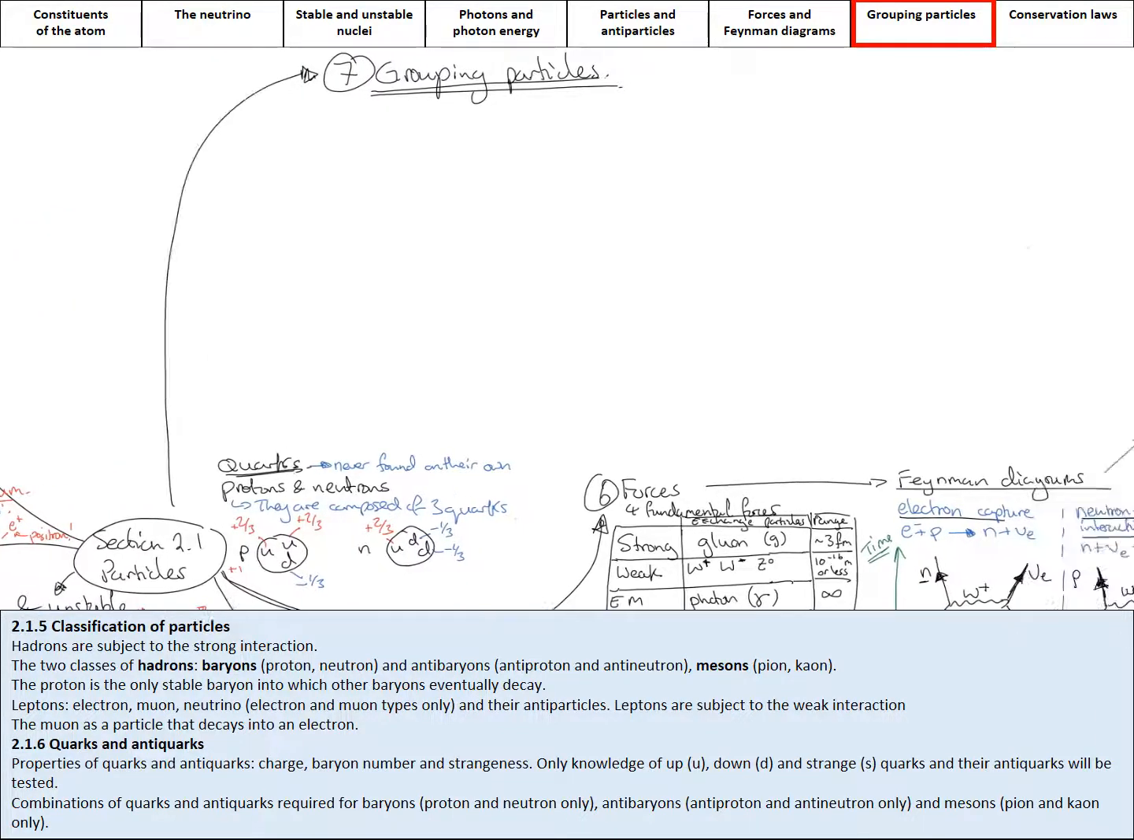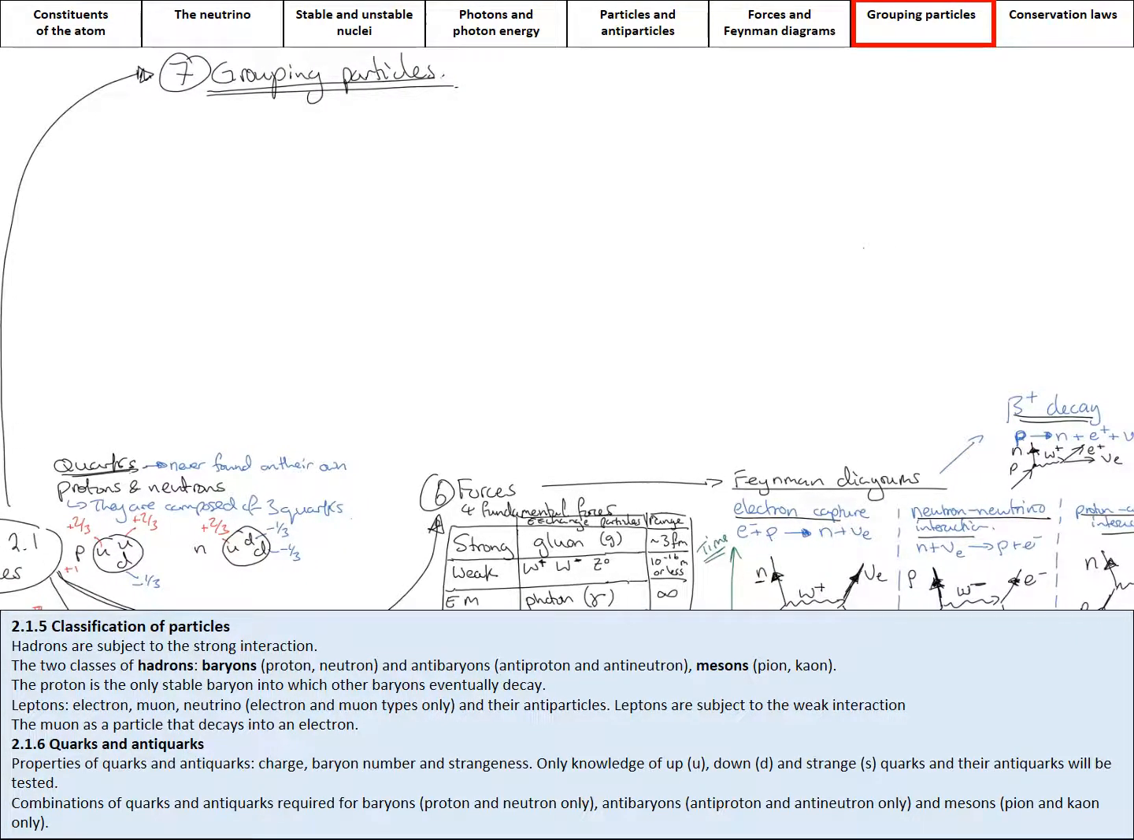So using that rule, we can go away and try and create, if you're doing this on paper, you should use a ruler for this bit. We can go away and see how many particles we can create. Now, there are 6 quarks in total. There's up, down, and strange, which you need to know about.